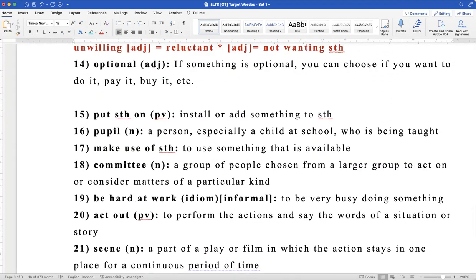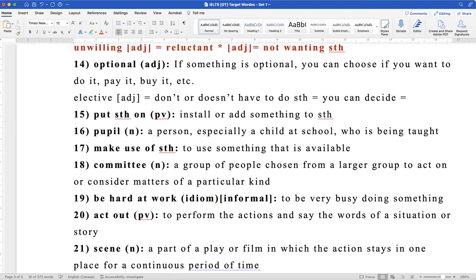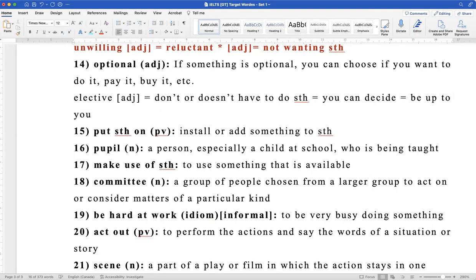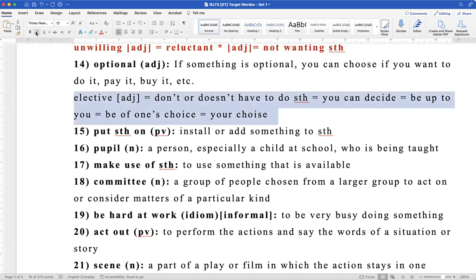Optional. If something is optional, you can choose it. Like it is like elective. If you're talking about courses, for example, elective courses, optional activities. If you want, you can do it. If you don't want, you may not do it. Like the grammar structure is don't or doesn't have to do something. You can decide. It's up to you. Be up to you. Be of one's choice. It is your choice. Your decision. You can decide. These can be some synonymous words for optional.